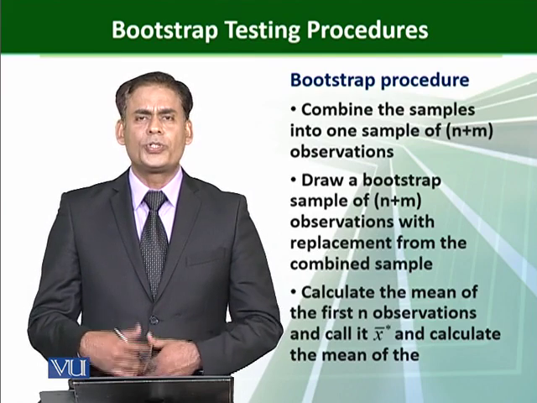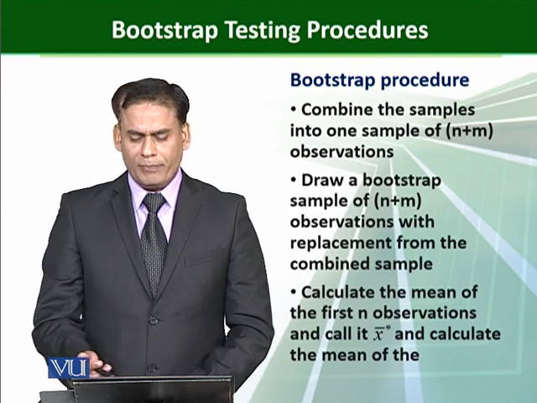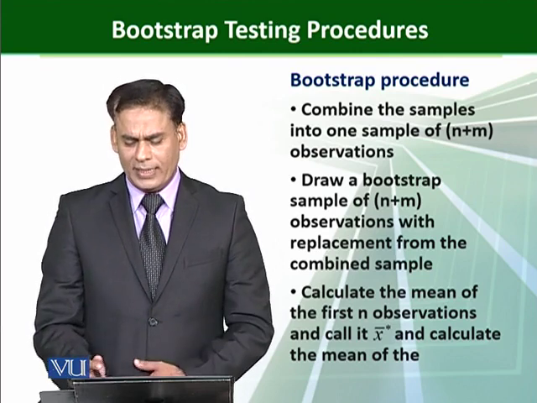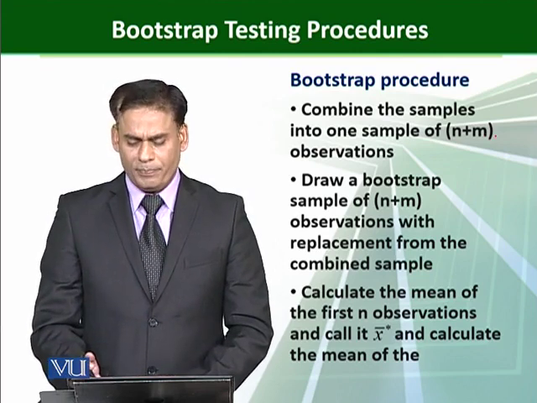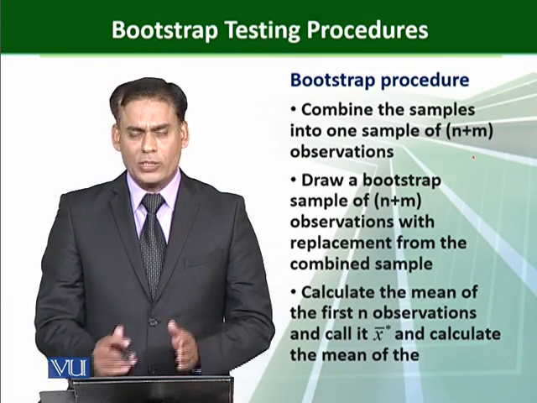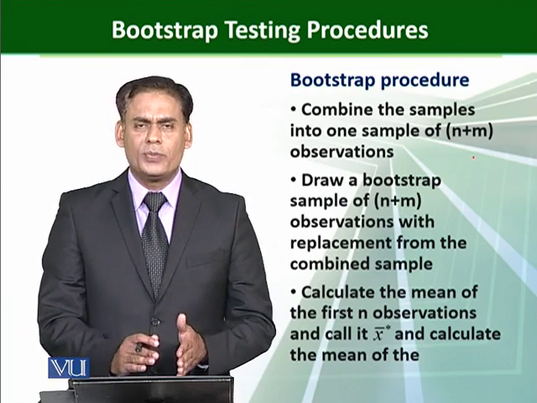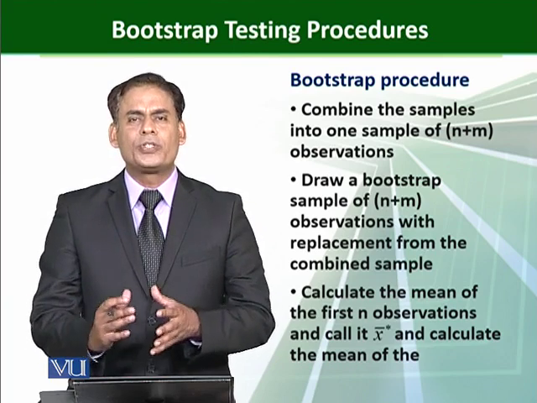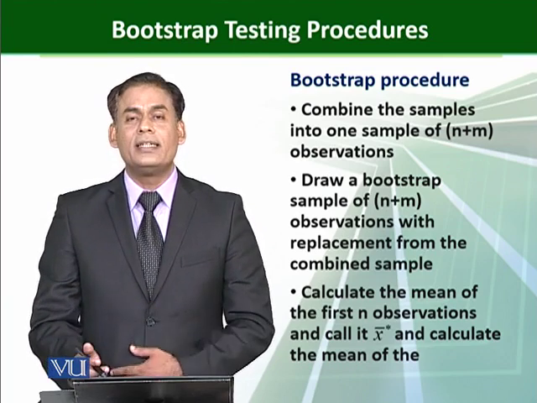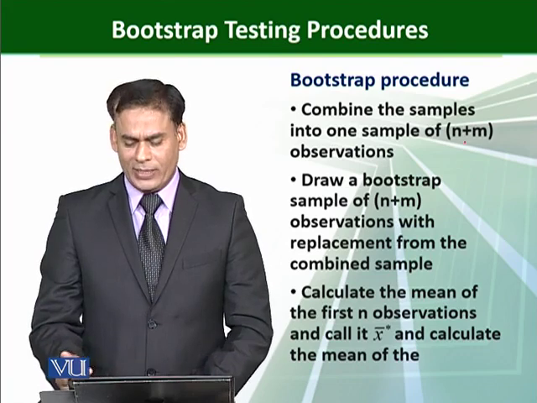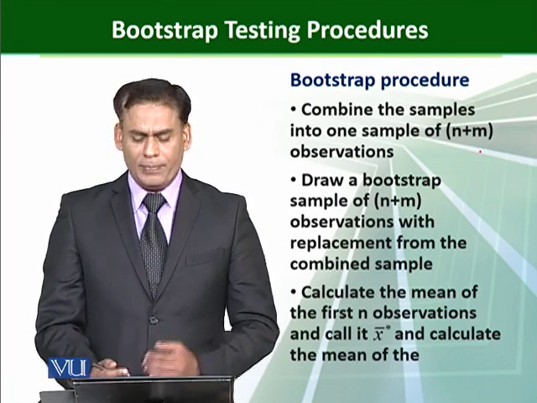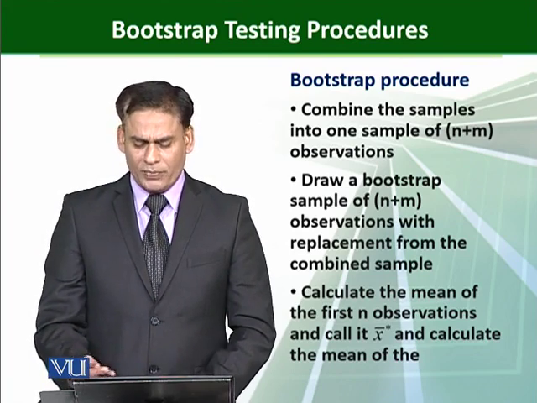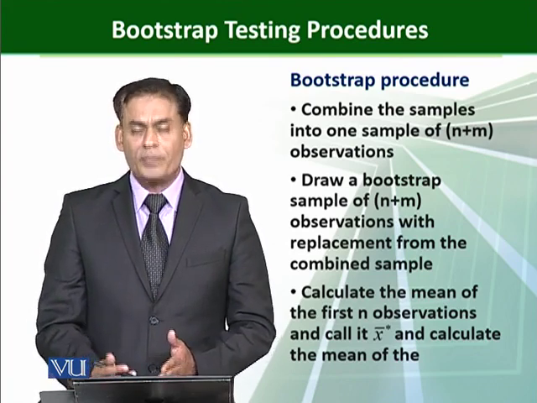So how does the bootstrap procedure work? Combine the two samples, the first and second sample, that is n plus m, because the first sample is based on n observations and the second sample is based on m observations. The first step is to combine both samples, represented by n plus m. Then the second step: draw a bootstrap sample of n plus m observations with replacement from the combined sample.